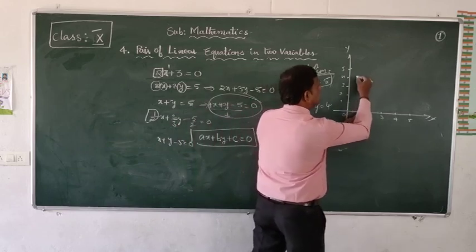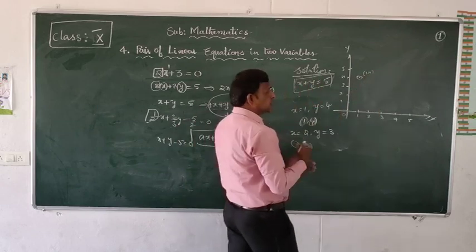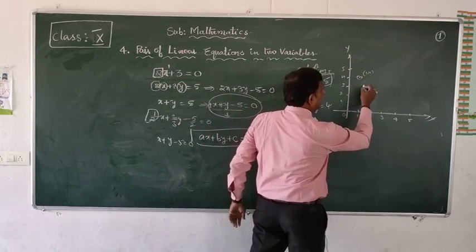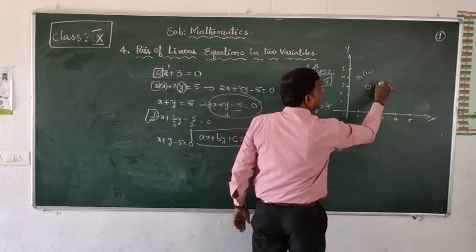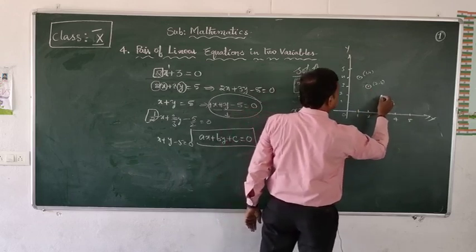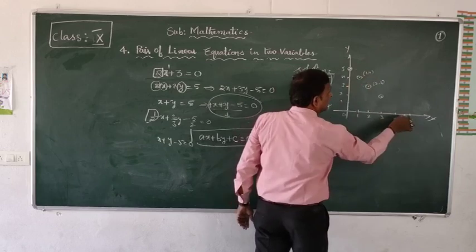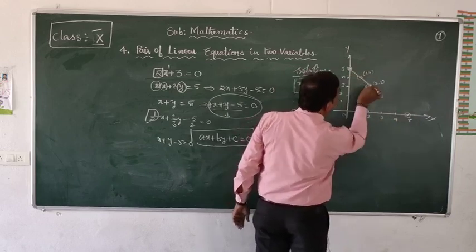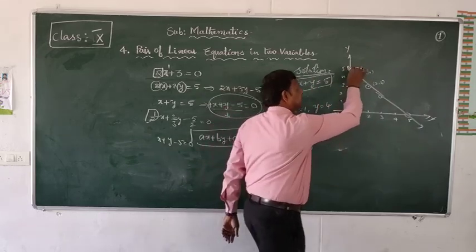Then you are getting a point here. What is this? 1, 4. And x is equal to 2, y is equal to 3. Like this, x is equal to 3, then y is equal to 2. Then here also we can get it. If you join all these, you are getting a straight line here.